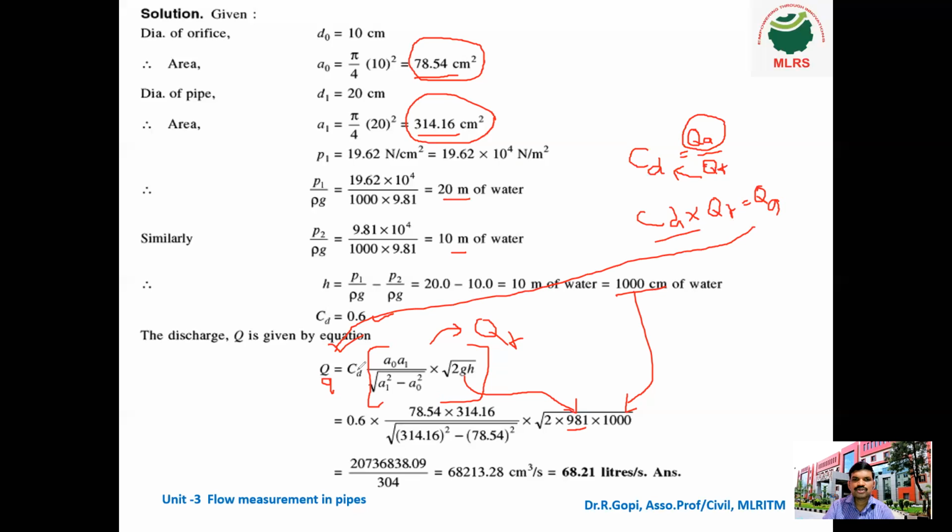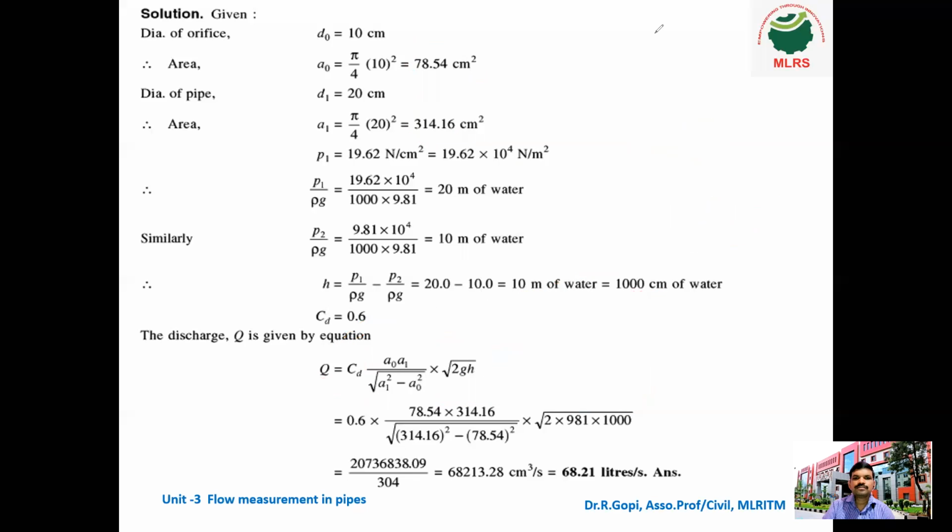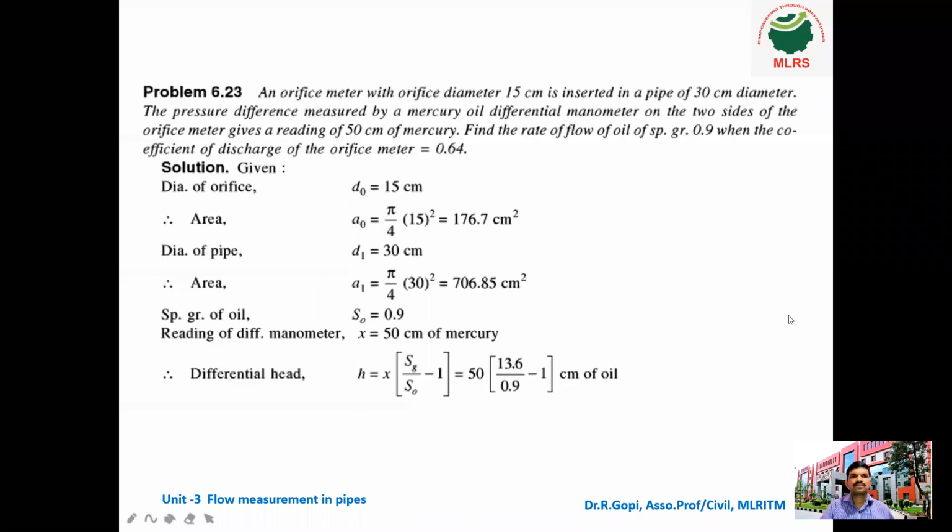QA is equal to CD into Q theoretical, which is A0 A1 divided by root of A1 square minus A0 square, into root 2GH. So I hope all of you understand this problem. Next we will move to the second problem.